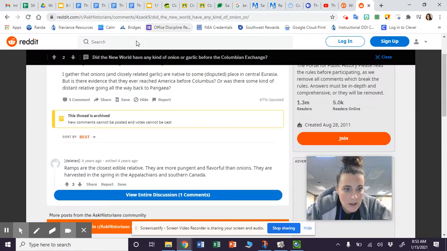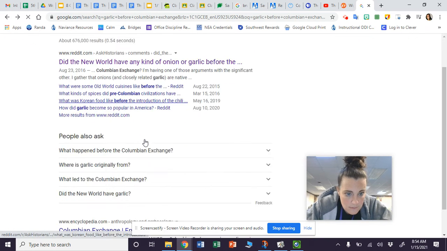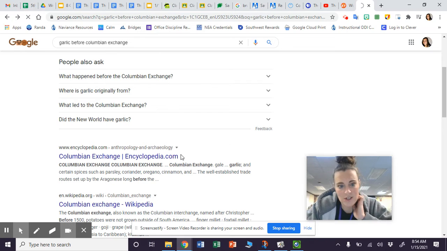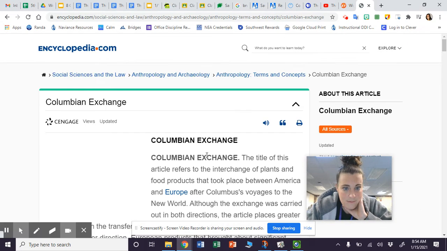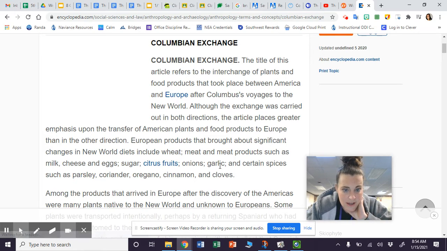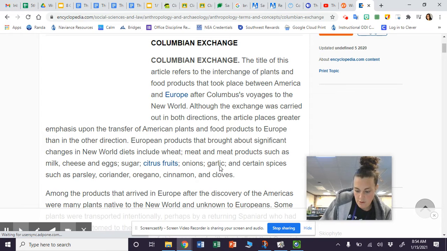Are not native here. That one's not real great. Ooh, this is good. Columbian Exchange Encyclopedia. Fruits, onions, and garlic. Okay, European products that brought about significant change. So garlic also came from Europe. So I can write that down. Garlic was from Europe.